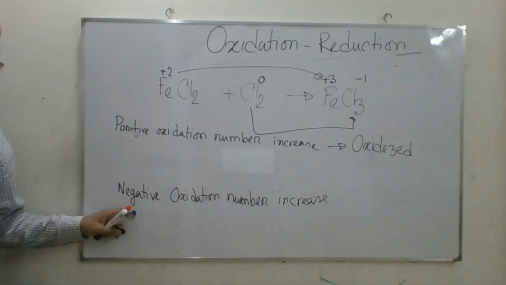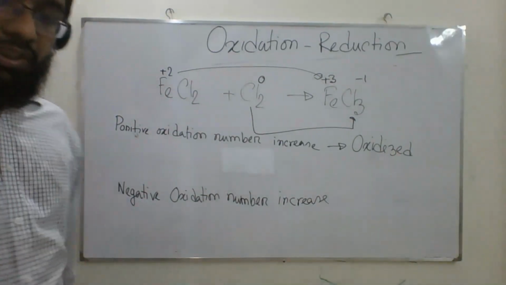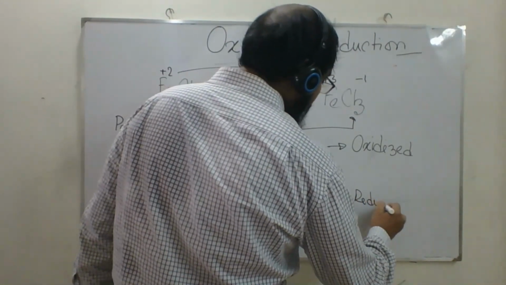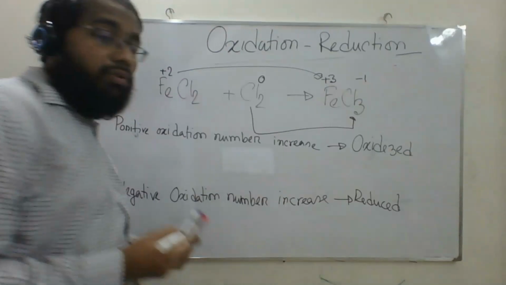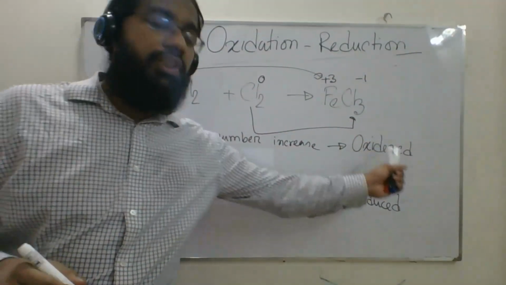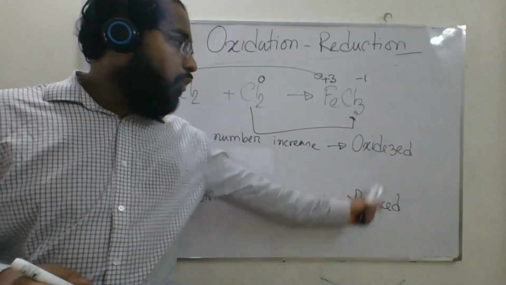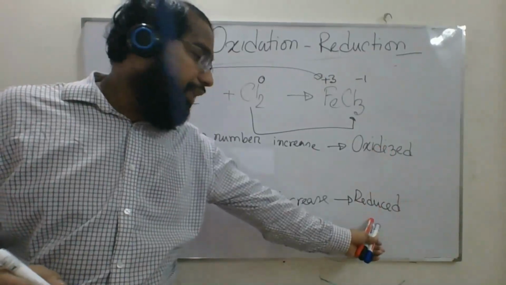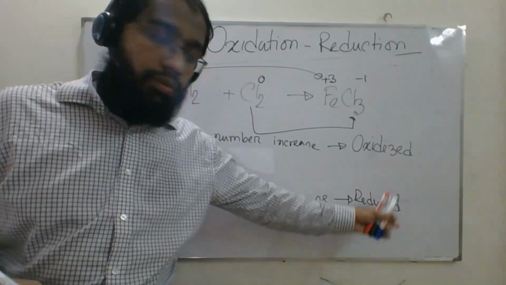For any reactant for which the negative oxidation number is increased, it gets reduced. So if we have the concept of oxidation number, then it is easy to determine the oxidizing agent and reducing agent. Who gets oxidized should be the reducing agent, and who gets reduced should be the oxidizing agent, just vice versa.